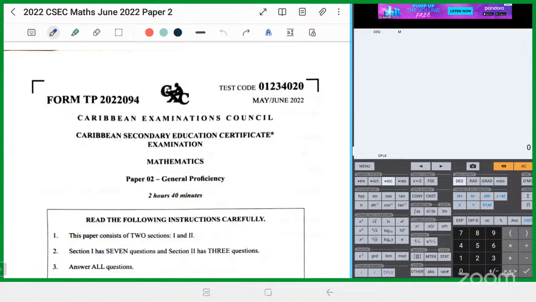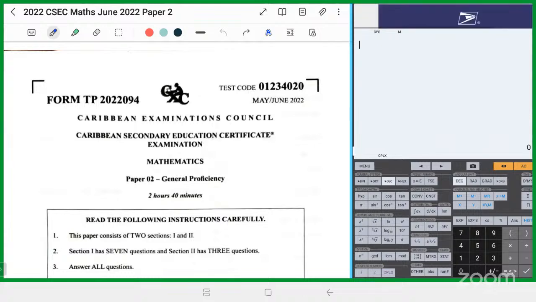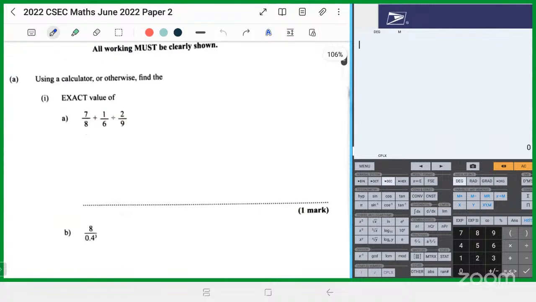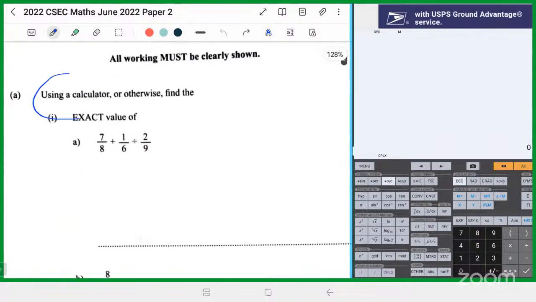While we were doing topics one at a time, that's how I master these things, by repeating questions multiple times. So get comfortable with all of them. All right, let's go. First question is to use a calculator or otherwise find the exact value of this.